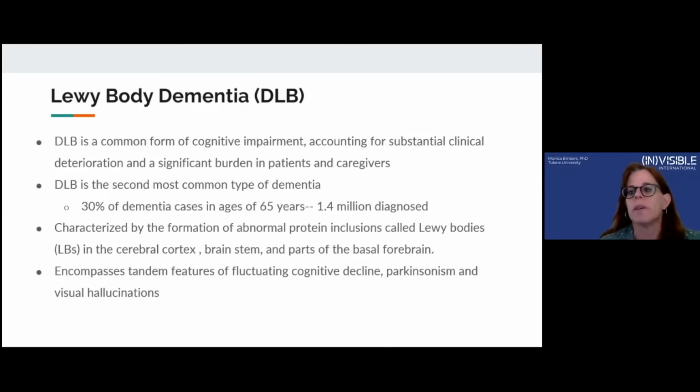So Lewy body dementia, or dementia with Lewy bodies, has been found to be strongly linked to a protein called alpha-synuclein. Abnormal accumulation of this protein in certain regions of the brain causes dramatic cognitive and motor deficits, affecting behavior, mood, movement, and thinking. Dementia with Lewy bodies is the second most common neurodegenerative dementia in the elderly. Lewy body dementia accounts for 30% of dementia cases in people aged 65 and older, and this is approximately 1.4 million people in the United States.